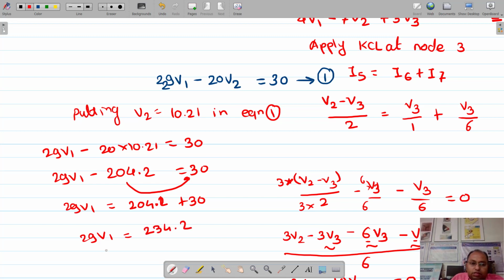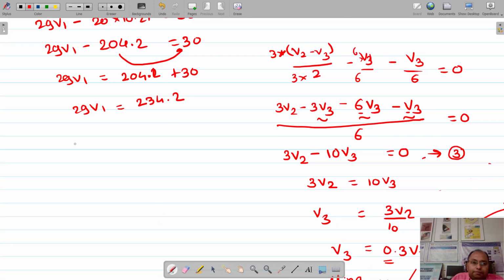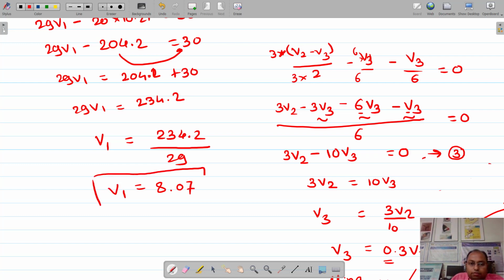So it is giving you 29 v1 is equals to 234.2. So let us finally calculate v1. Therefore v1 is coming as 234.2 divided by 29. It is coming as 8.07. Is that fine? Okay, very good.